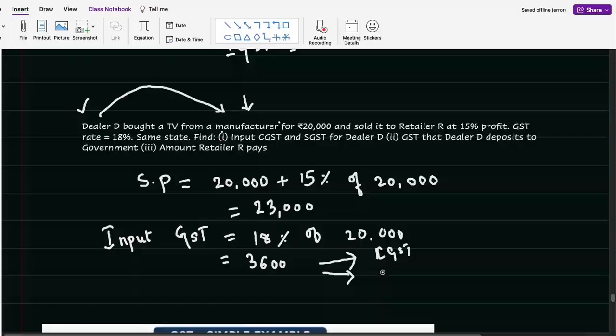CGST and SGST are equal here, both 1800 and 1800. Hope this is clear. So what was the question here? How much input CGST and SGST is for the dealer? The dealer is paying 3,600. Out of that, half of it is CGST, half of it is SGST. Clear? Got it.